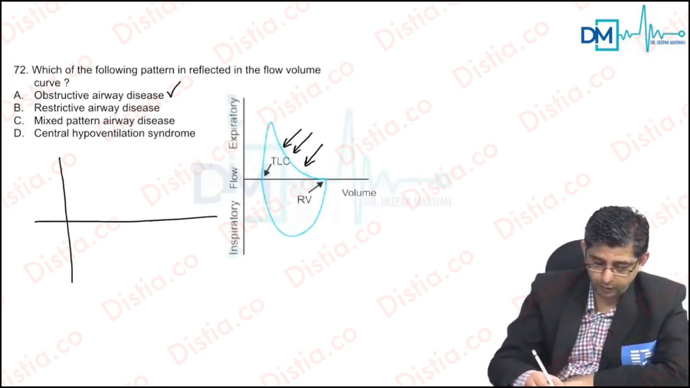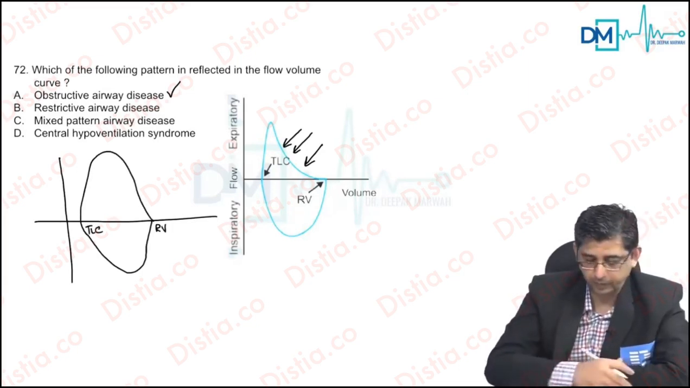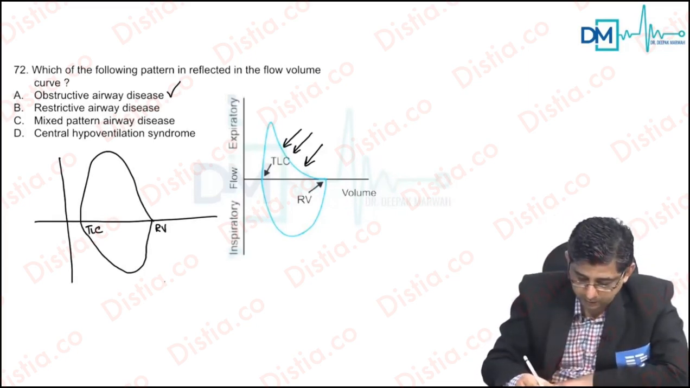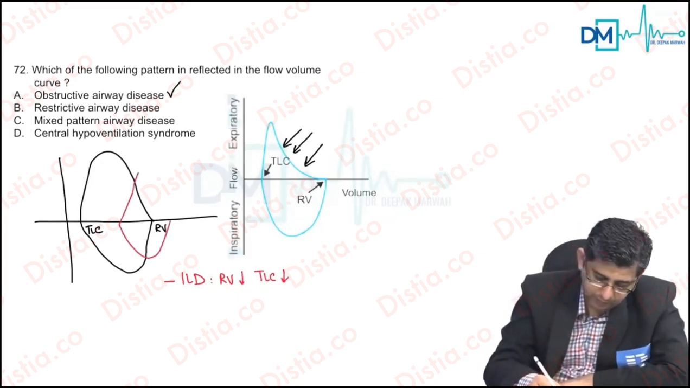If this is a normal flow volume curve, this is residual volume, and this is total lung capacity. In patients who have interstitial lung disease, residual volume and total lung capacity become lesser. So there is a rightward shift of the curve, and the curve has a very characteristic pointed appearance, which is known as a beanie cap appearance.